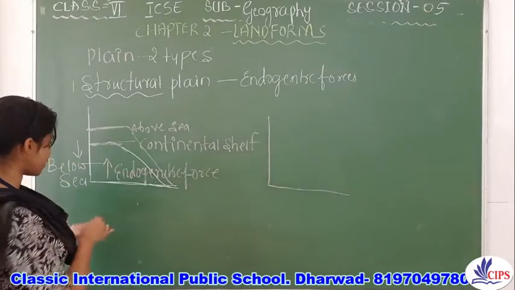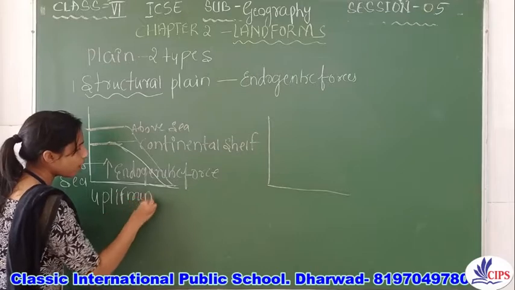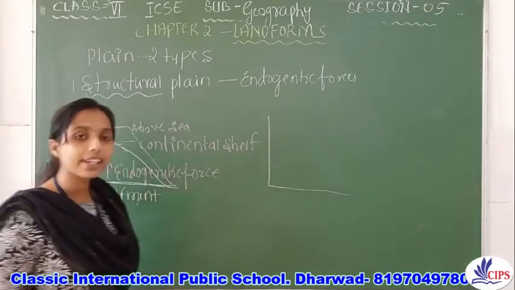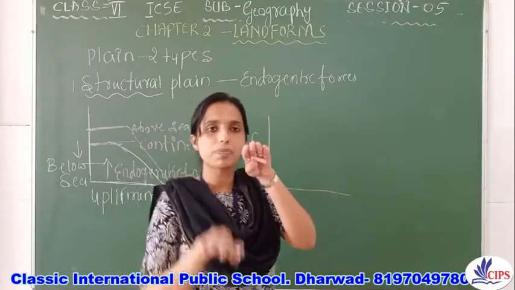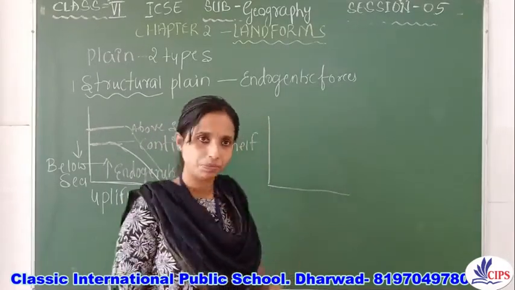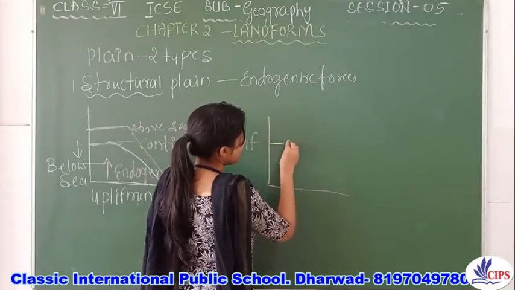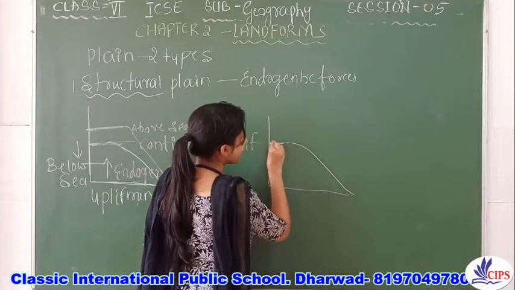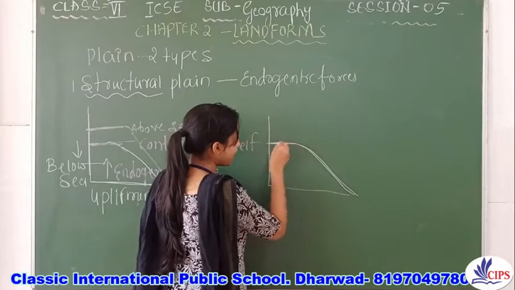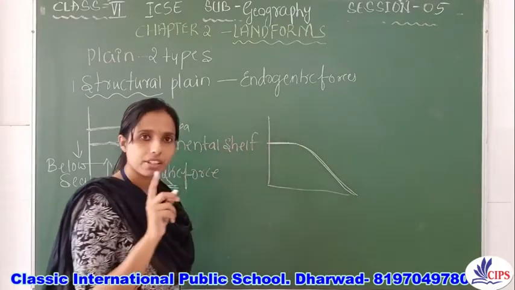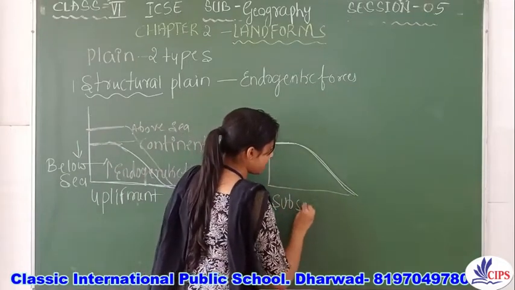Next, this was the case of upliftment, right? Now let's see the case of subsidence. How is the area subsided or downgraded? Again, this is the continental shelf area. This area which I am highlighting is the continental shelf area. We are talking of subsidence.